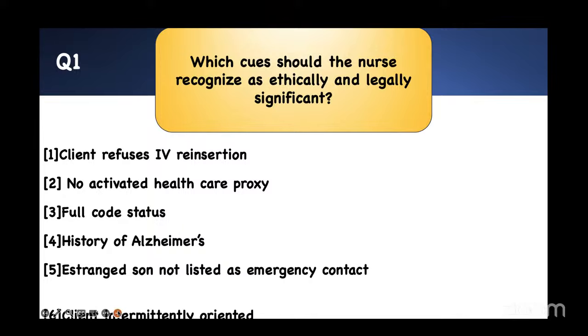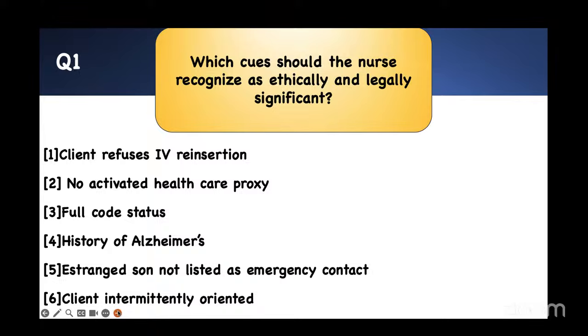So those are the first things the NCLEX will ask you. And then the client is intermittently oriented. You go back and forth. Intermittently oriented is a good thing, right? It's very good. He can make a decision. So it's not completely challenging.